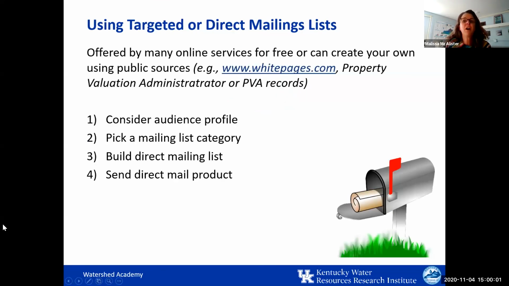In addition to the option of creating direct mailings through online services, you can recruit selected businesses to help target your audience and save money on postage. This slide talks about using whitepages.com to develop an audience profile. You pick your mailing list category and you can build a direct mailing list. As I just said, maybe you can partner with a business, a local business, and pair up your mailing with them or with one of the utilities, a water or sewer utility.